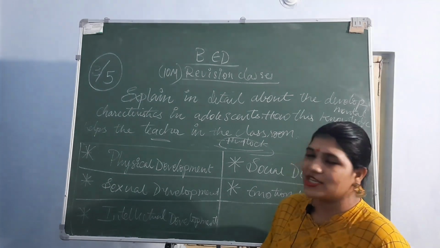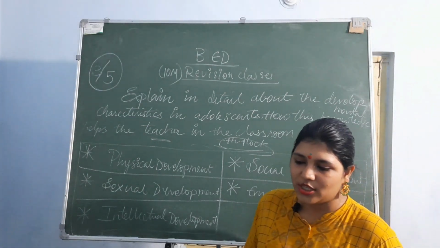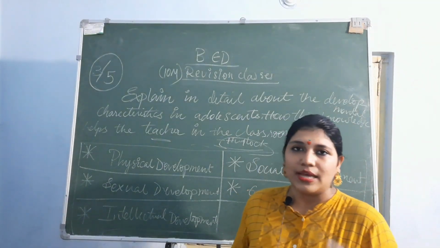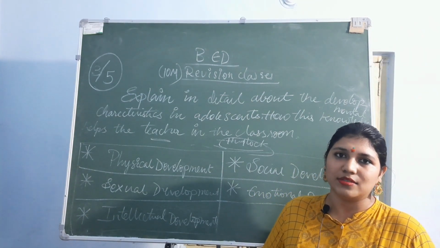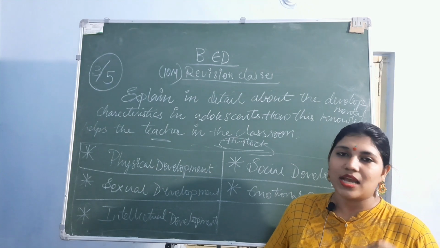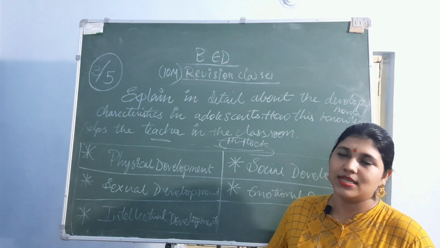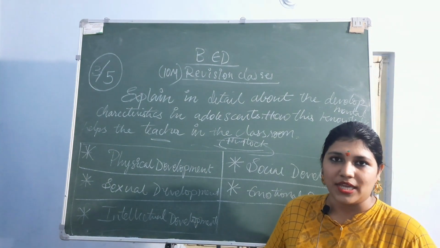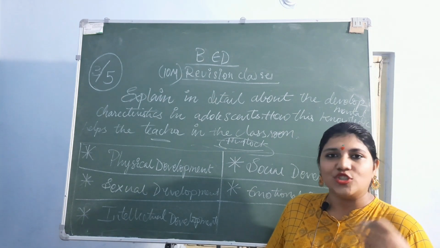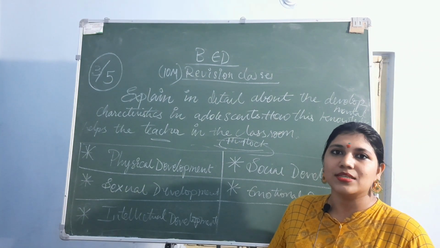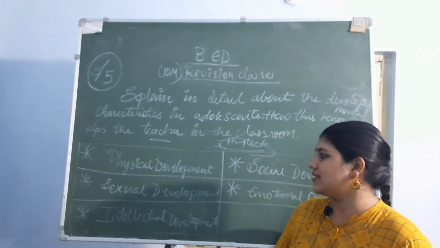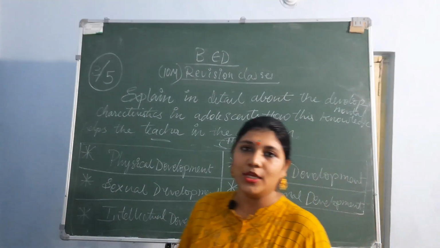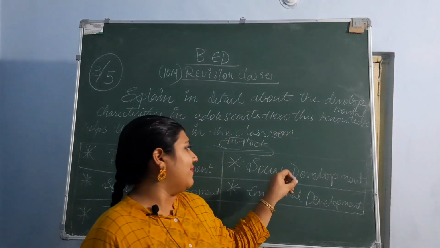And intellectual development. In this stage they gain knowledge of abstract concepts, they start thinking creatively and critically, and they understand many abstract objects. They try to relate it with the reality, and they are interested to know all those concepts, and they start thinking logically, etc. And then coming to social development.